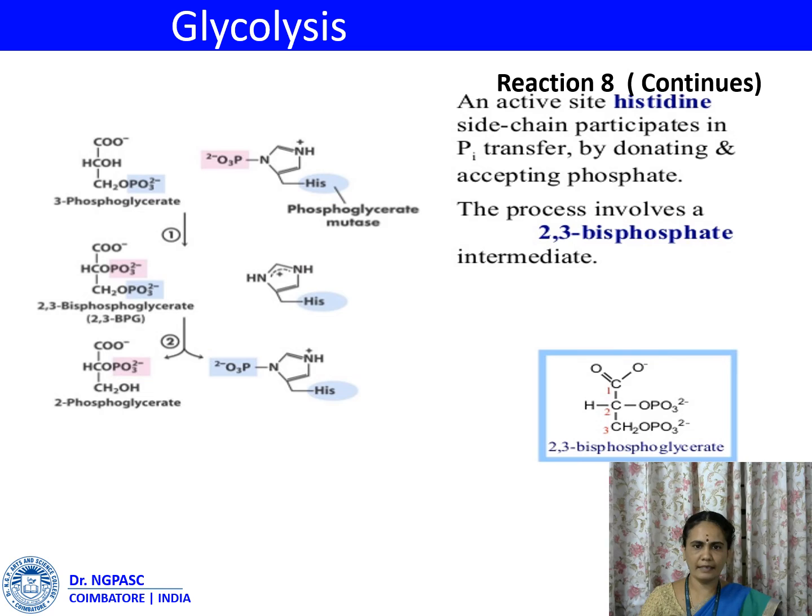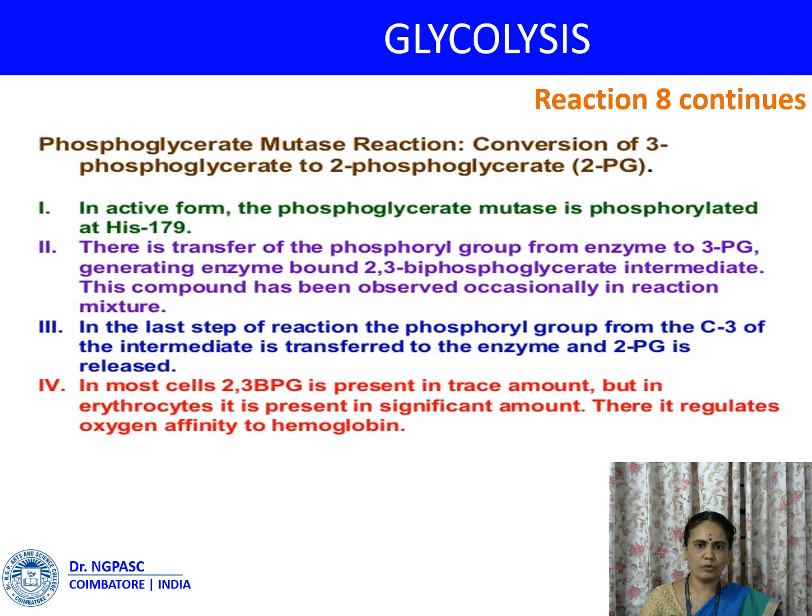In reaction 8, an active site histidine side chain participates in the phosphate transfer by donating and accepting a phosphate. So the detailed explanation is given in this step. This is the enzyme structure where the histidine is an active site. It binds with the substrate and also participates in phosphate transfer by donating and accepting the phosphate. This process involves 2,3-bisphosphoglycerate as an intermediate. So one more intermediate is synthesized in this step.